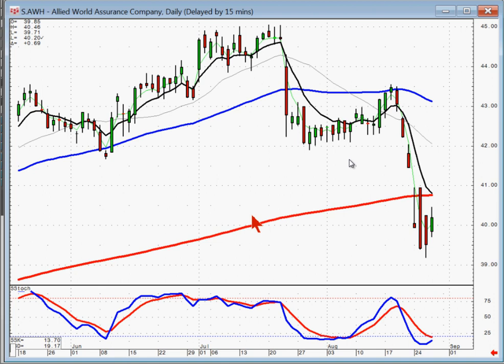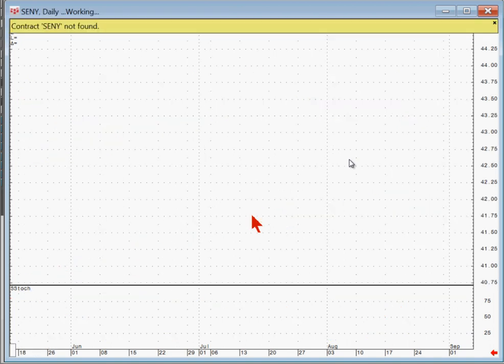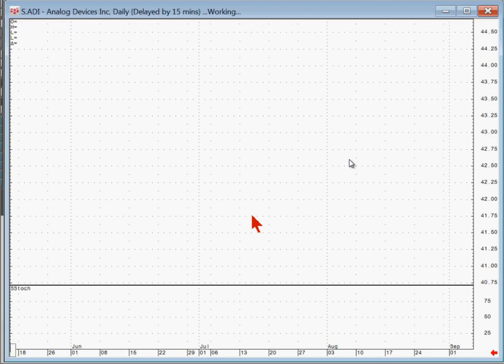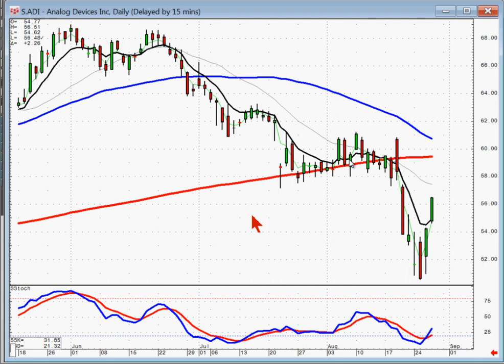AWH, nothing here yet. You might be bottoming, but you still have to see it close back up above the T line. So there's nothing here to tell you that you want to be in it just yet. SENY. What about S? Yep, that one's not coming up. ADI. You could be buying this one. Doesn't have a real major reversal signal, so I would suspect that it would only come up to the 200 before running into resistance.